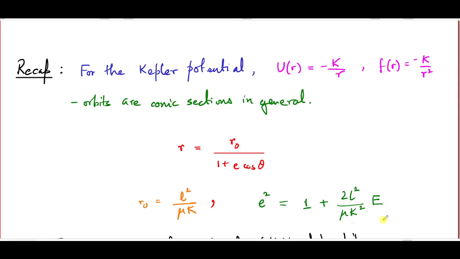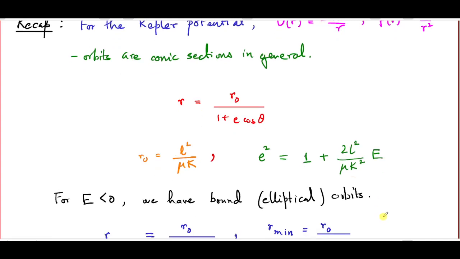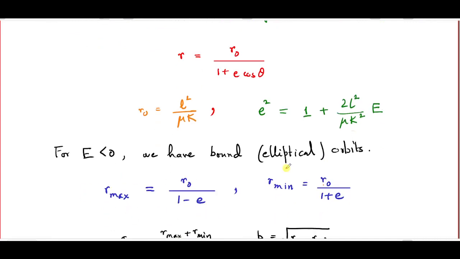Now this shows that when capital E, the total energy, is negative, which by the way is possible only for an attractive potential where capital K is positive, you end up with bound orbits for which the eccentricity is less than 1. So we have elliptical orbits, or in special cases we can have circular orbits. And for these orbits, the maximum and the minimum distance from the center of the force turn out to be r0 over 1 minus e and r0 over 1 plus e respectively.